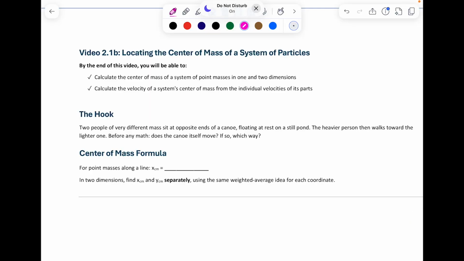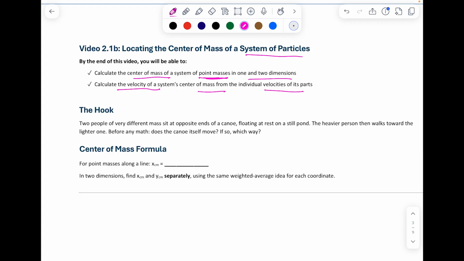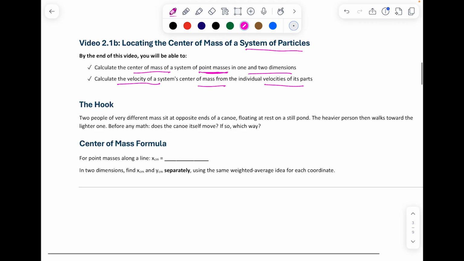This is video B, if you will, on locating the center of mass of a system of particles. There are 3 of these. This is AP Physics C, Mechanics. So let's talk about this. In this video, we're going to learn about how to calculate the center of mass with point masses in 1 and 2 dimensions. We're also going to calculate the velocity of a system's center of mass from the individual velocities of its parts. So think about it this way.